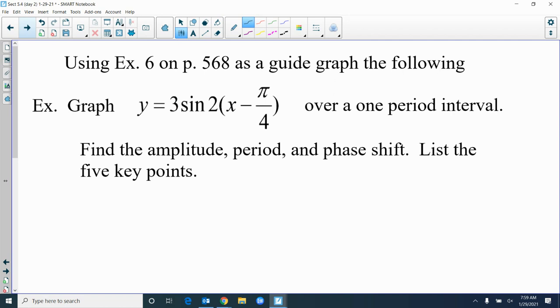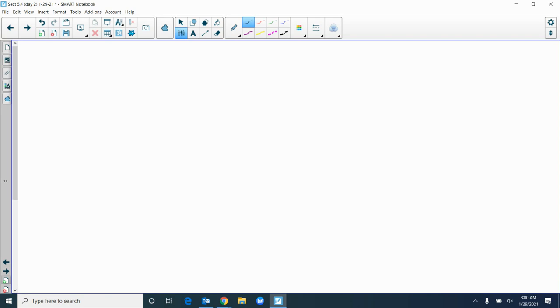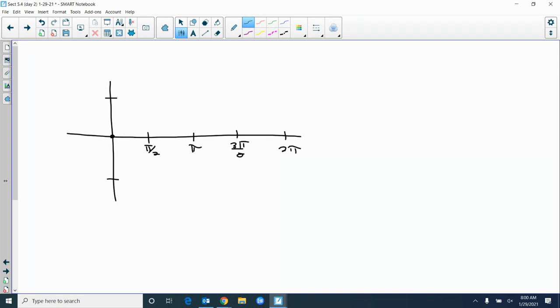Okay. When you are doing sine, and it says over a 1 period interval, what you want to think about is just this basic graph. This is your basic graph for sine.